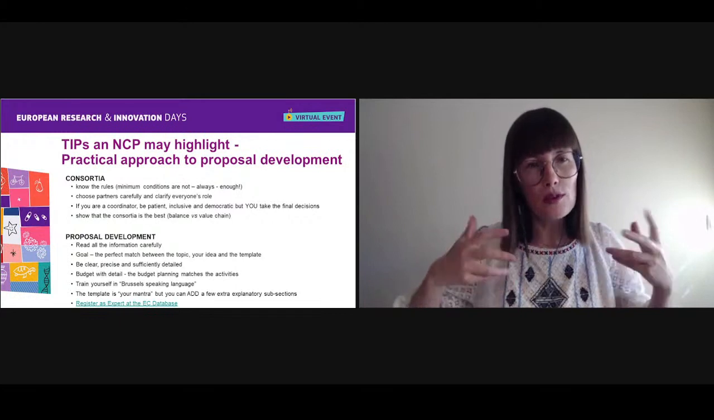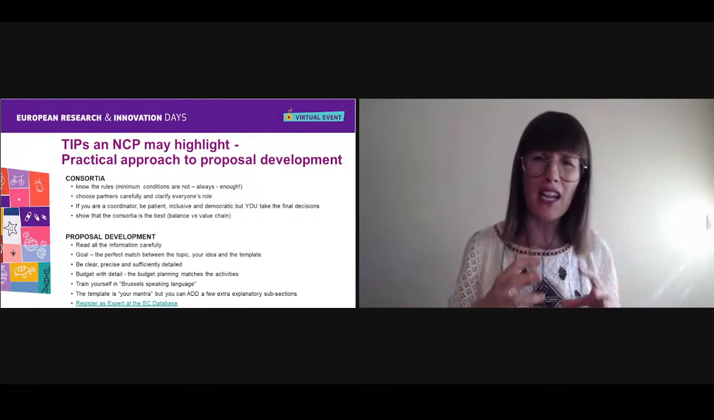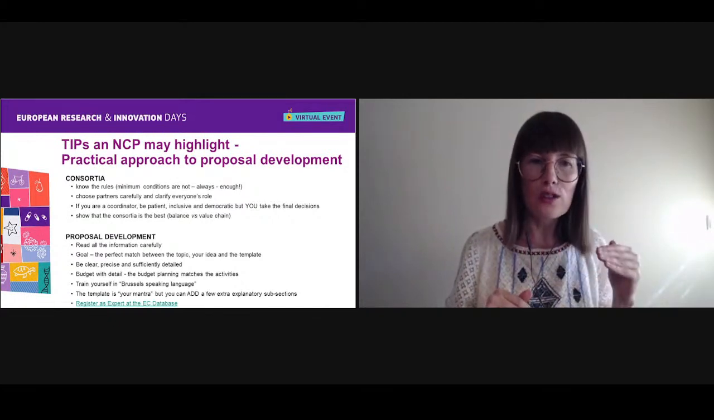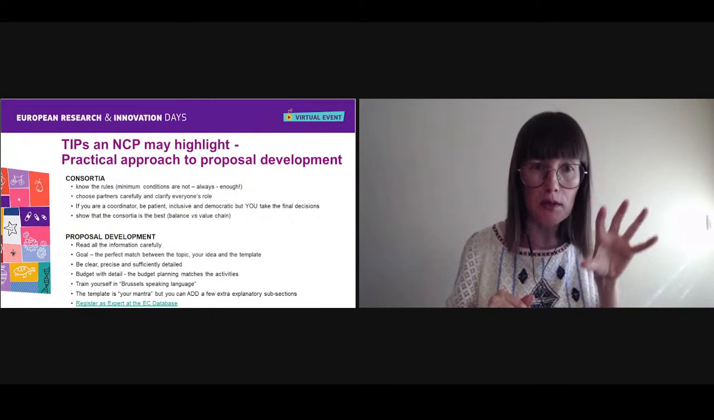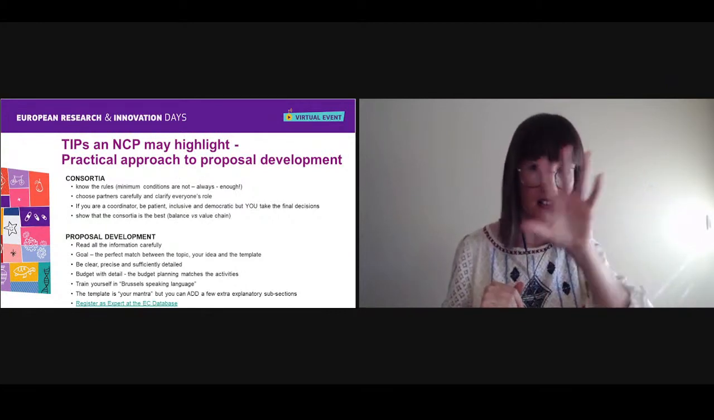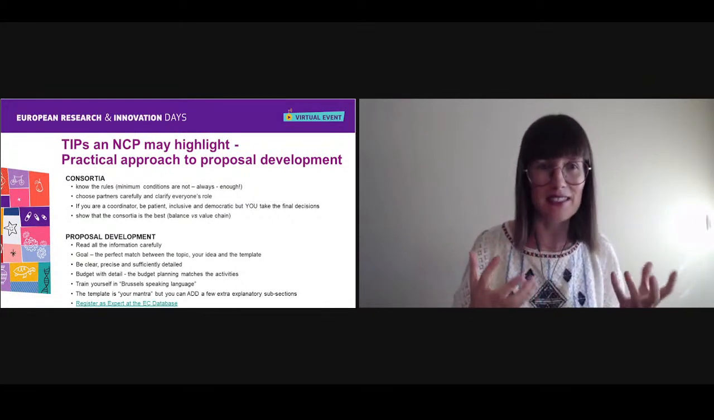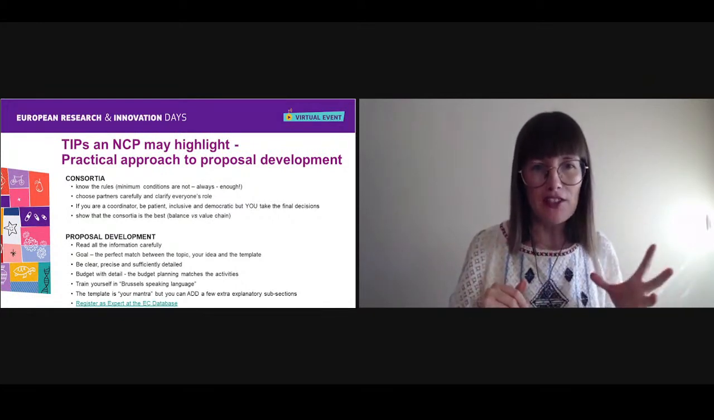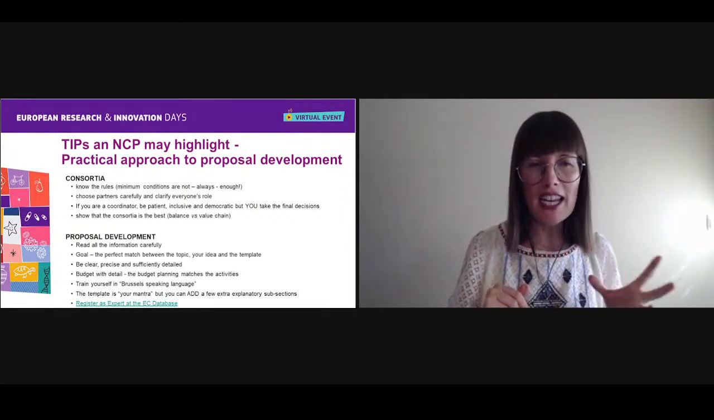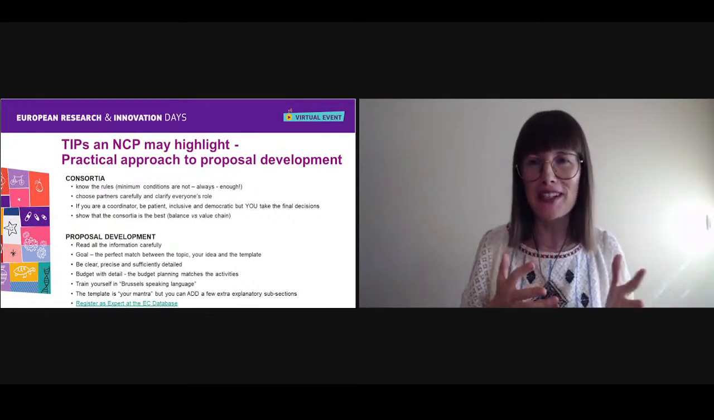When you talk about proposal development, you really have to read very carefully all the information, all the word counts. And the goal is the perfect match between the topic, the idea, and the template. So you have this triangle to fit in and to be creative and clear about. And again, budget with detail, be precise, and train yourself in what we call the Brussels speaking language.